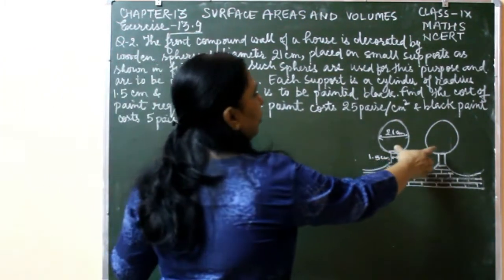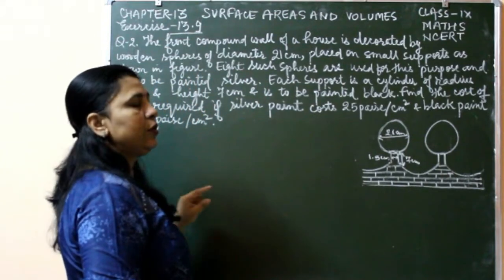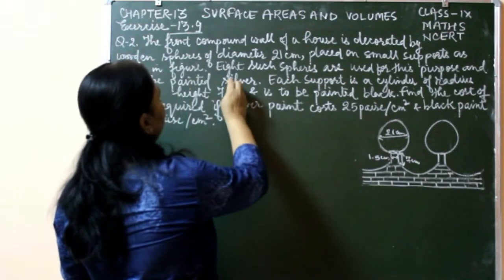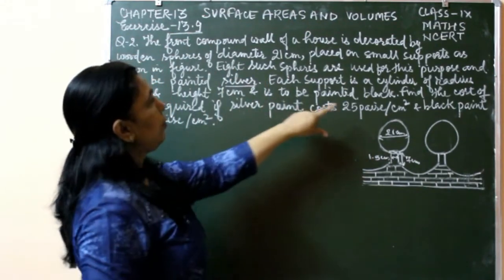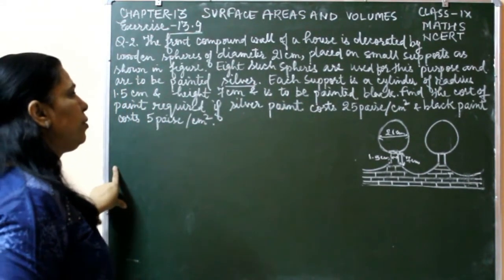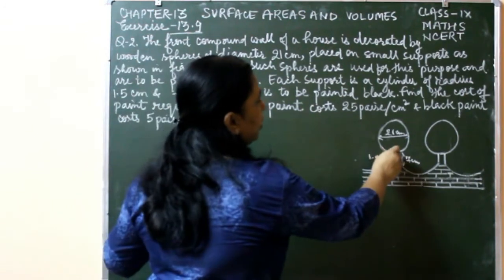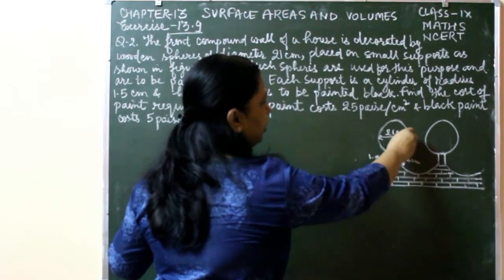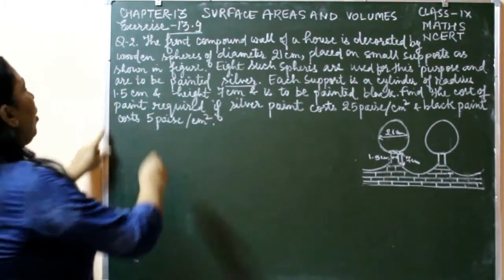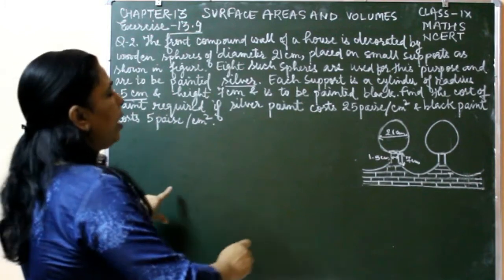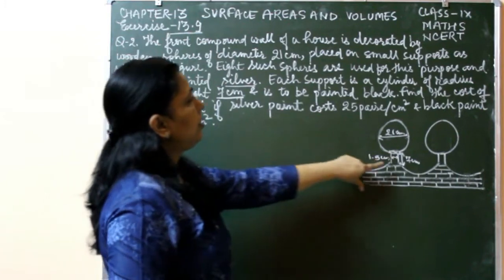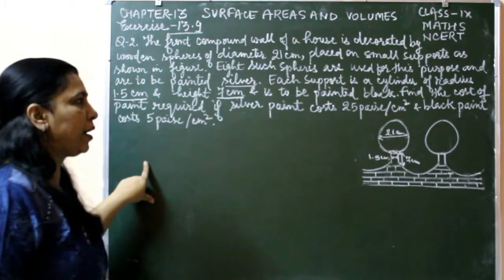So here in the figure 2 spheres are seen, but actually there are 8 spheres and they are to be painted silver. Now each support is a cylinder of radius 1.5 cm and height 7 cm. Students, the diameter of the sphere is given 21 cm. The radius of the cylinder is given 1.5 cm and height of the cylinder is given 7 cm. And these cylinders are to be painted black.